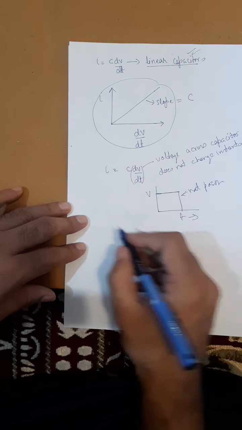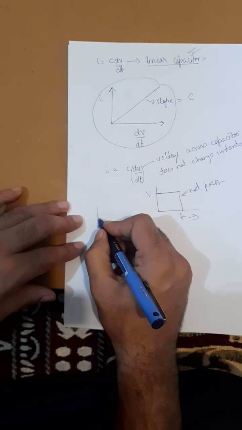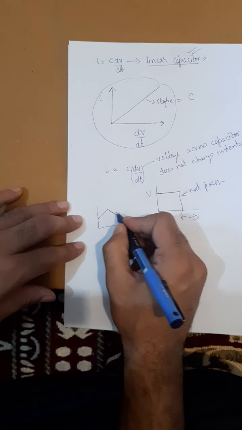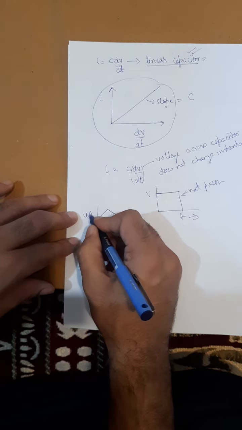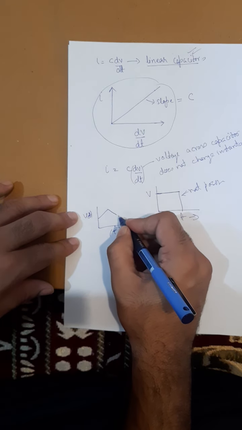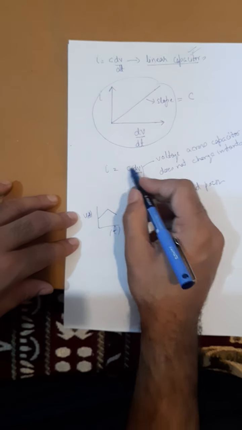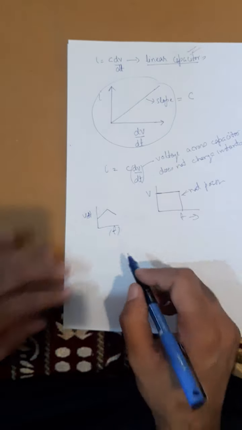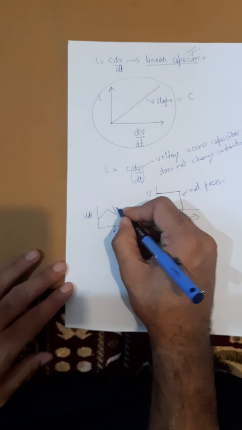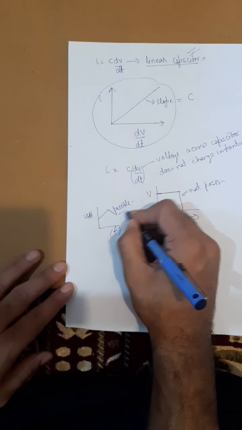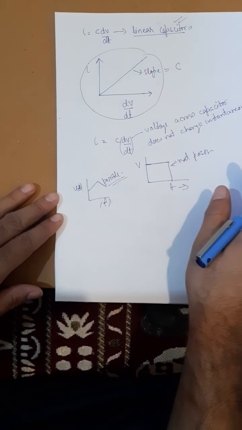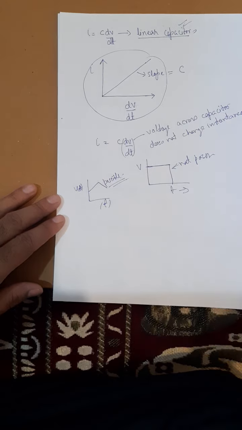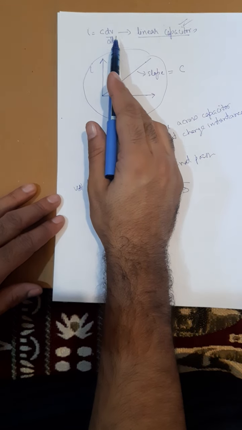On the other hand, if I have a waveform like this, where this is v(t) and this is t, it is changing with respect to time. So this is possible. This is not possible, this is possible. This type of behavior is possible in a capacitor. So I was saying that I = C dV/dt.